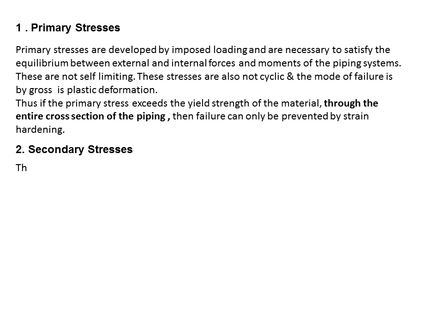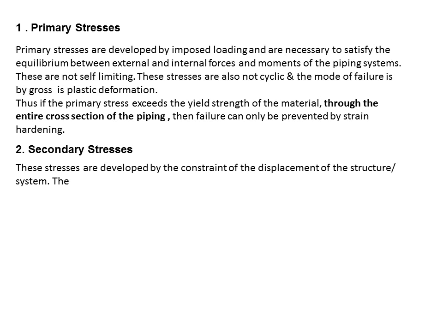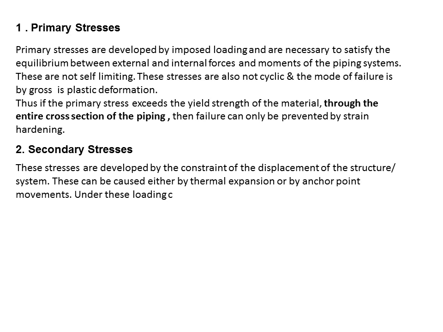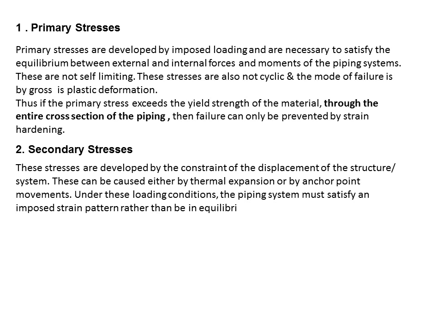Next is the secondary stress. Secondary stresses are developed by the constraint or the displacement of the structural system. These can be caused either by the thermal expansion or by anchor point movement. Under these types of loadings, that is the strain governed loadings, the piping system must satisfy an imposed strain pattern rather than an equilibrium with the imposed forces.